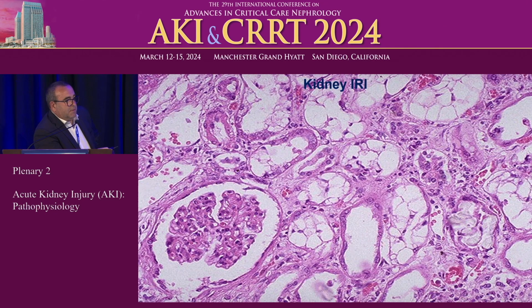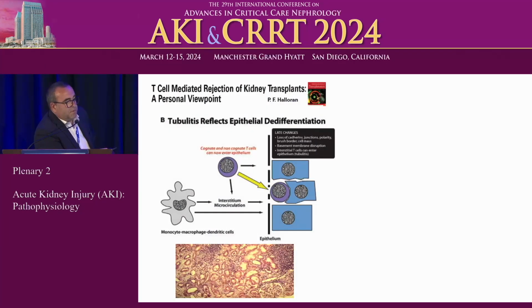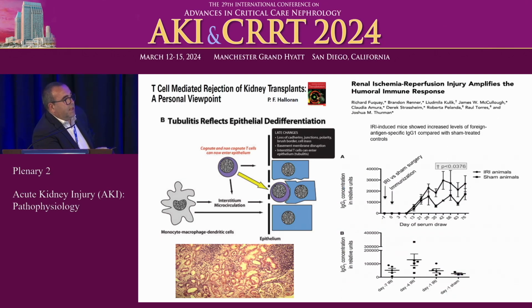So the most important cause, obviously, of DGF is kidney ischemia reperfusion injury. Also because today we know that ischemia reperfusion injury can lead to the surface of hidden antigens, leading to an increased risk of T-cell mediated rejection and antibody mediated rejection. That is surely the most important cause of chronic loss of kidney function.